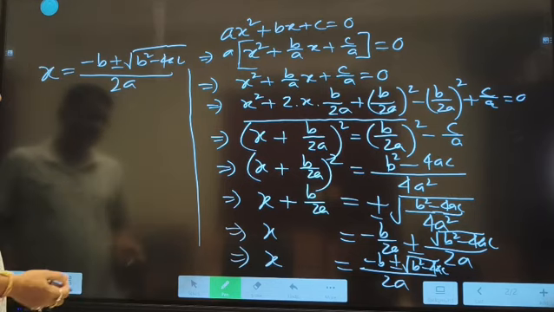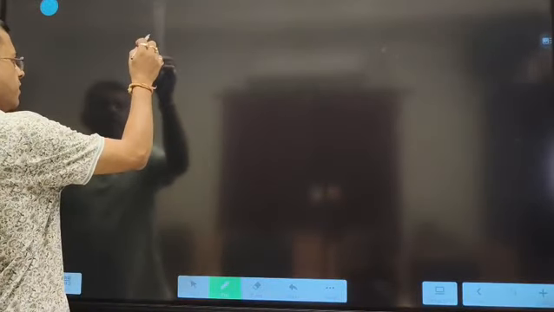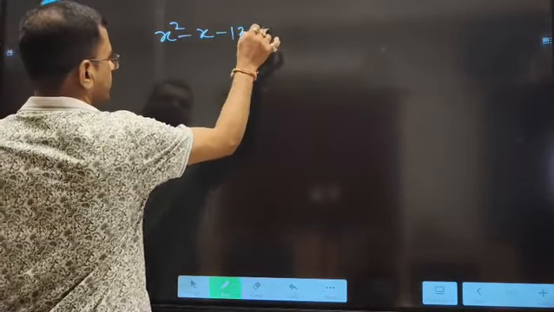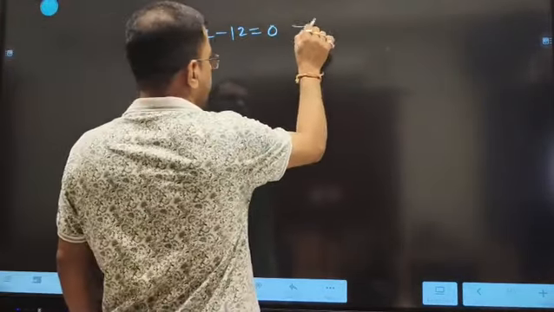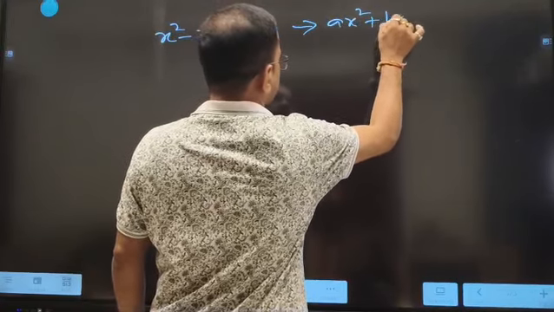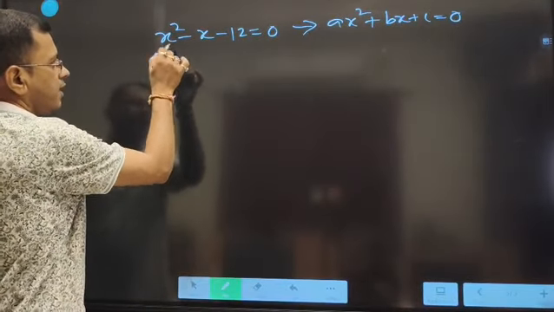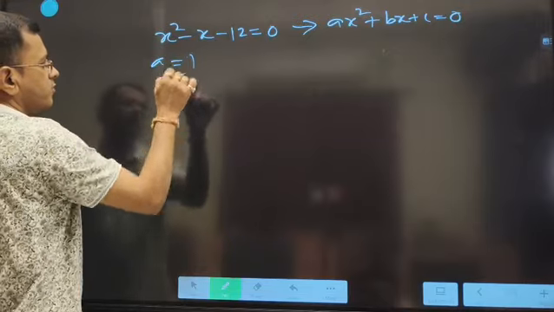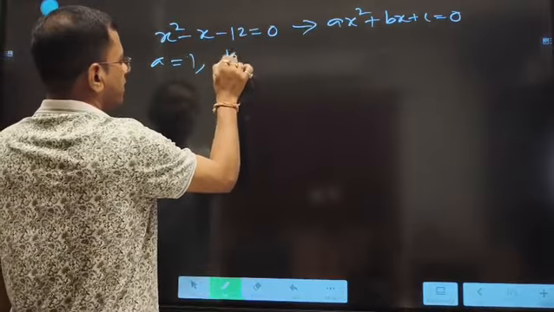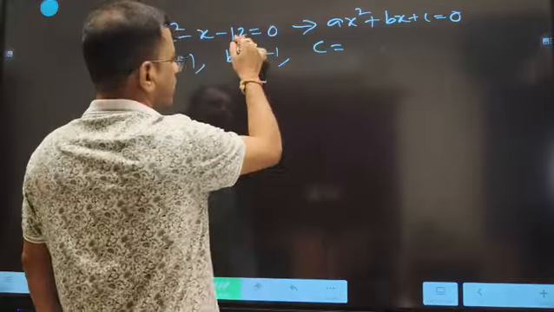Let us take an example of a quadratic equation: x squared minus x minus 12 equal to 0. If you compare this with the general quadratic equation ax squared plus bx plus c equal to 0, what is the value of a, the coefficient of x squared? Here a equals 1. The coefficient of x is b, here it is minus 1. And the constant c is equal to minus 12.